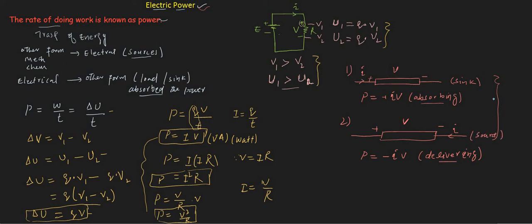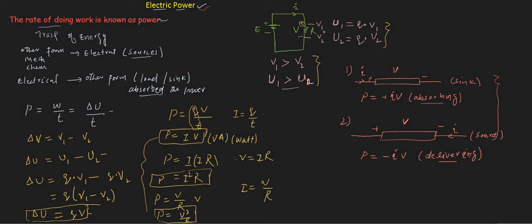To understand these two components, let's consider this example. In this example, we have a resistor and a voltage source. This voltage source is providing the power to this sink or this load. So in this case, this voltage source is delivering the power, and the resistor is consuming or absorbing the power. You can see that the current is entering at the positive terminal and leaving the negative terminal. So the power in this case is positive.